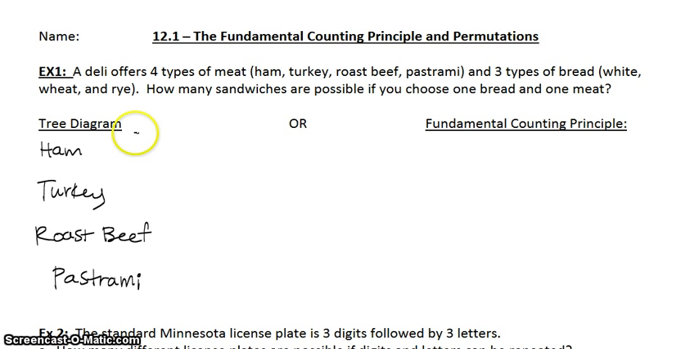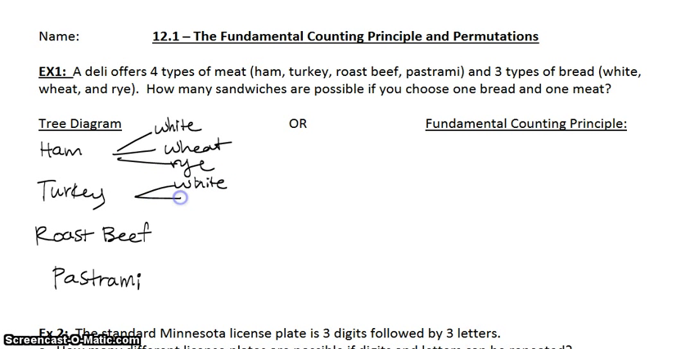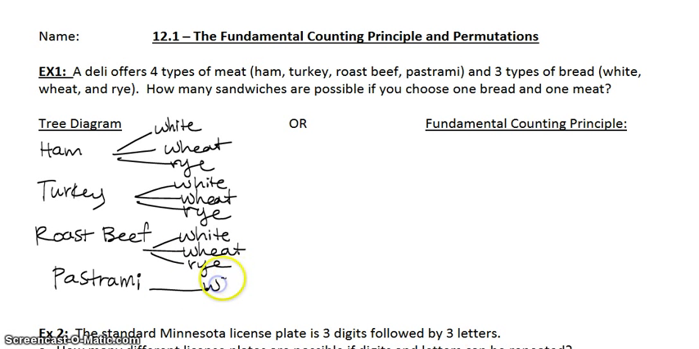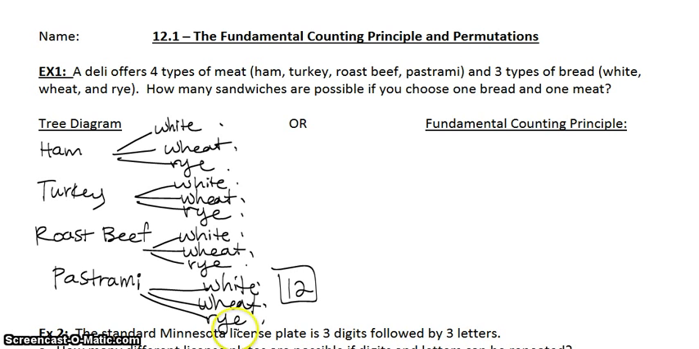For each one of the types of meat, I have 3 choices of bread. So I could have ham on white, ham on wheat, ham on rye, and I can do that for each one of my meat types. I could have roast beef on white, roast beef on wheat, roast beef on rye, and once I make this, it's called a tree diagram, I would count up how many: 1, 2, 3, 4, 5, 6, 7, 8, 9, 10, 11, 12. There's 12, so the answer is 12.